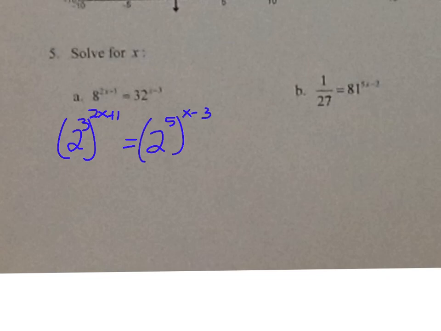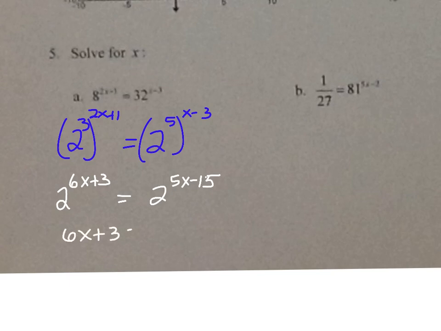So remember, power to a power, you multiply the power. So it's 2 to the 6x plus 3, I distributed, equals 2 to the 5x minus 15. Now that they have the same base, base 2, we set the exponents equal to each other. All right, so I'm going to minus 5x from both sides, I get x. Minus 3 from both sides, I get negative 18. So x is equal to negative 18.